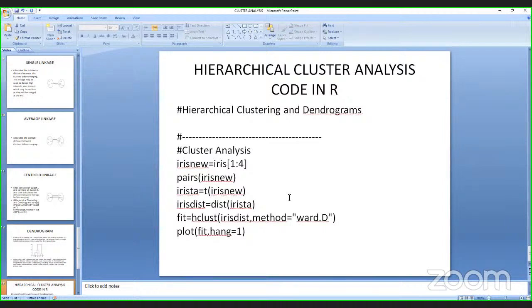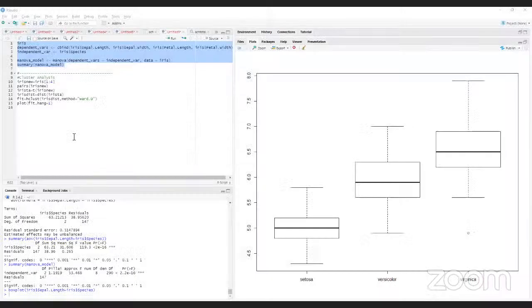Now, this is the data. We have the data, so sir will now show in R how to proceed with cluster analysis. Is it clear? Visible to all of you? Visible, sir. It is visible.